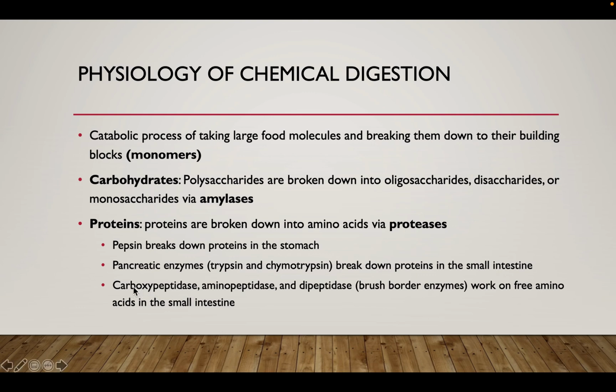And then you have lots of these other ones, so carboxypeptidase, aminopeptidase, and dipeptidase. These are what we call brush border enzymes, and the brush border is the very apical region of our small intestine, the epithelium in our small intestine that contains the microvilli, and they reside within those microvilli and right along it. And as these different proteins pass over it, they will work on the proteins to break them down into smaller free amino acids.